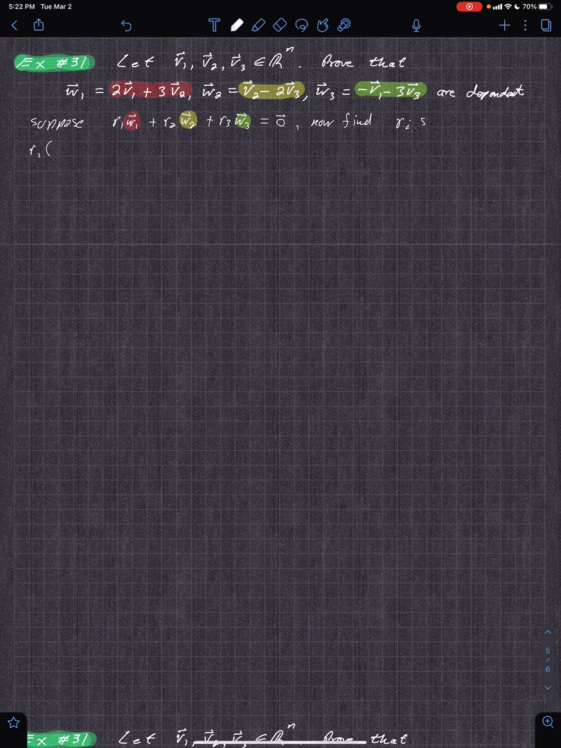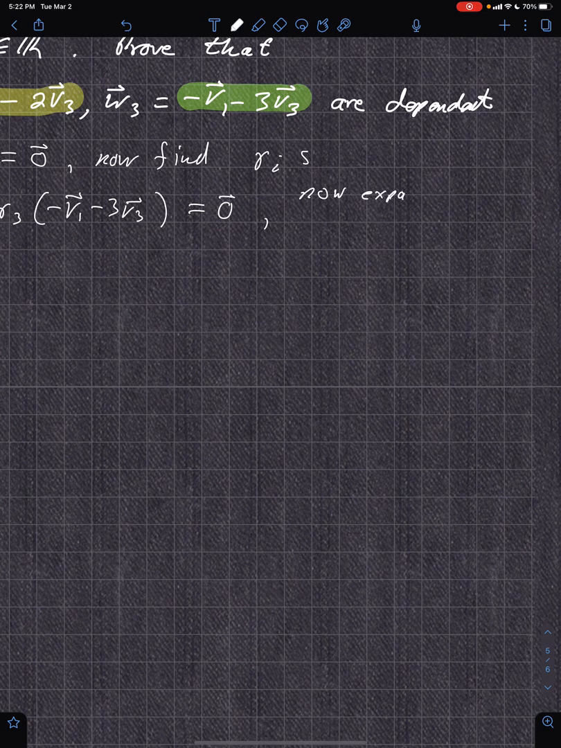R1 times your W1, 2V1 plus 3V2, and then R2 is W2, which is V2 minus 2V3, and then R3 is W3, which is negative V1 minus 3V3. And that's set equal to 0. So now expand and collect, where the R sub i's are coefficients.